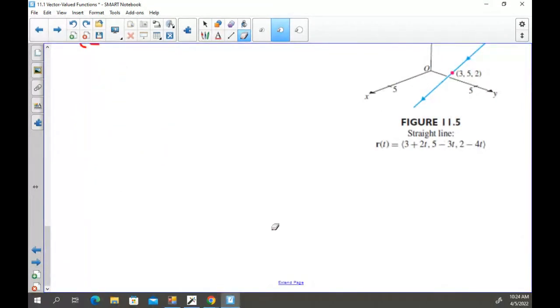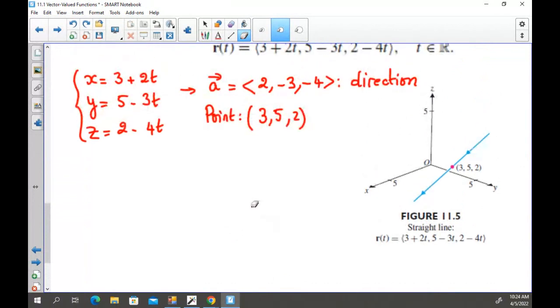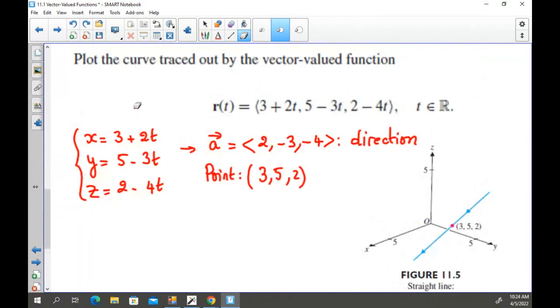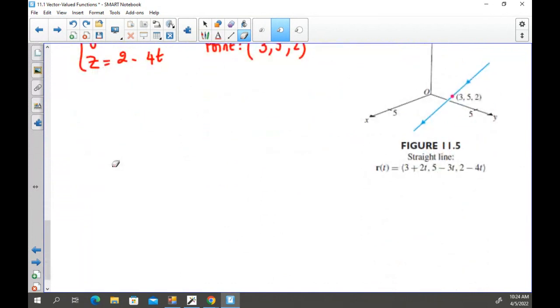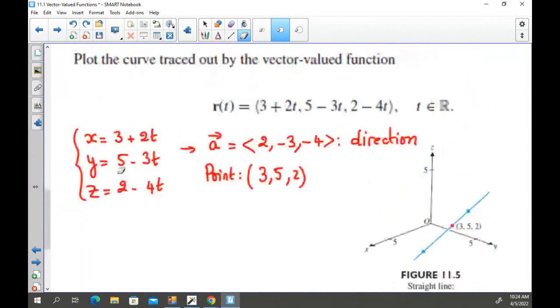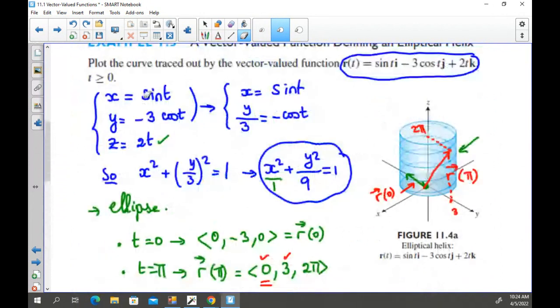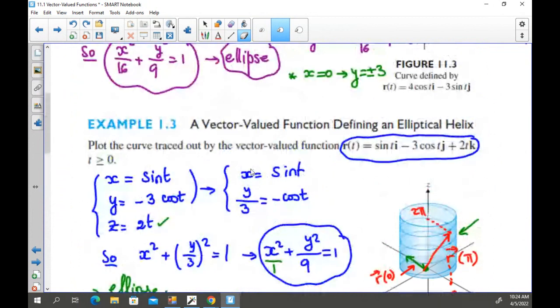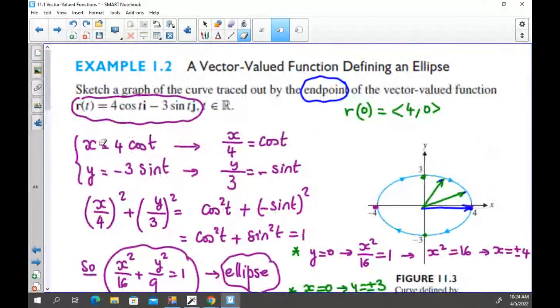How did you know that they are lines? How do we know it's a line? Remember, parametric equations are not always lines. These are parametric equations, for example. What is the parameter here? T. Is it a line? No, it's not a line. These are parametric equations: x equals 4 cosine t, y equals minus 3 sine t. They are parametric equations, but they don't describe a line. They describe an ellipse, etc.